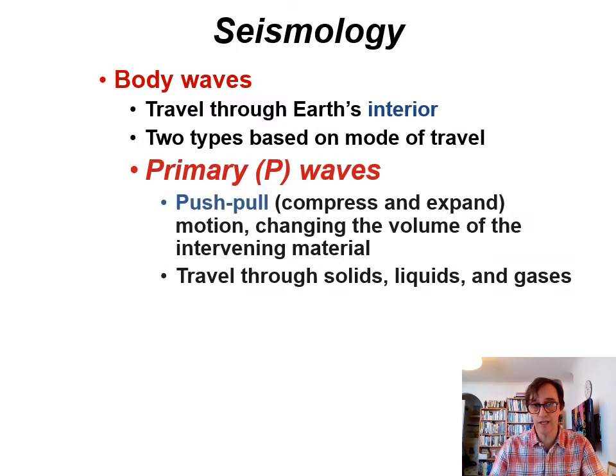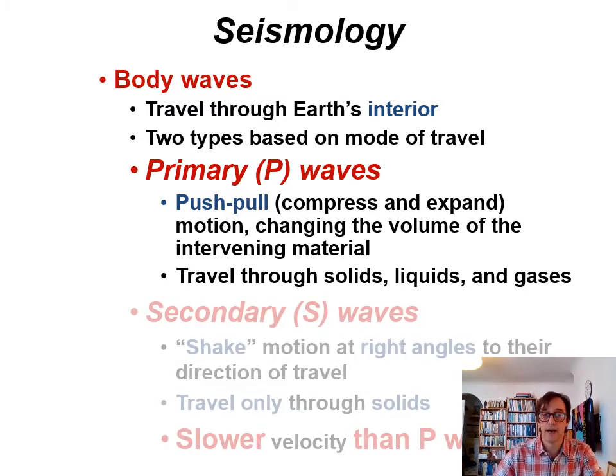There's primary or P waves. We normally just call them P for primary, but also nicely they go with the motion P for push pull, so the compression and expansion. I'll show you this in a diagram. It changes the volume of the intervening material. The key is they travel through all states of matter, be it solid, liquid, or gas. So these P waves travel through an ocean, for example. If you have a seabed earthquake, they will travel through that sea or through a lake.